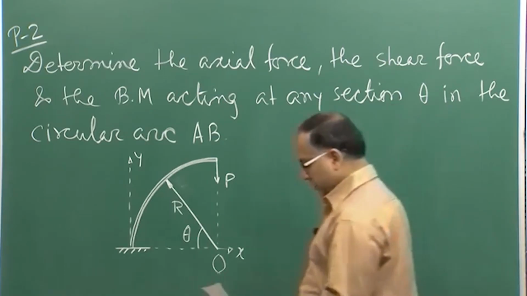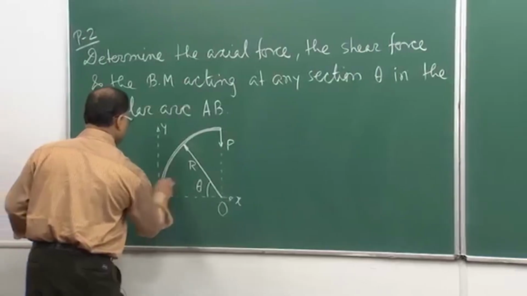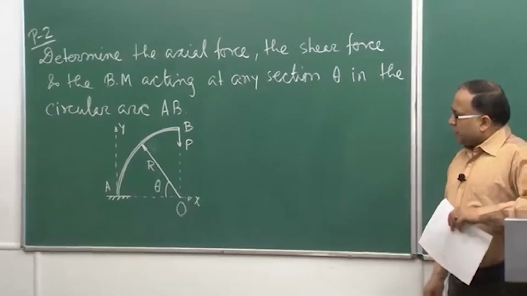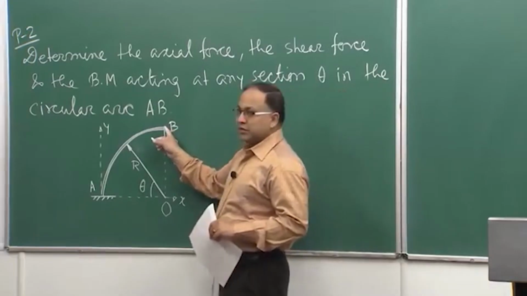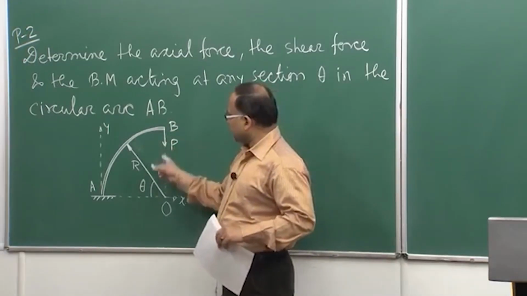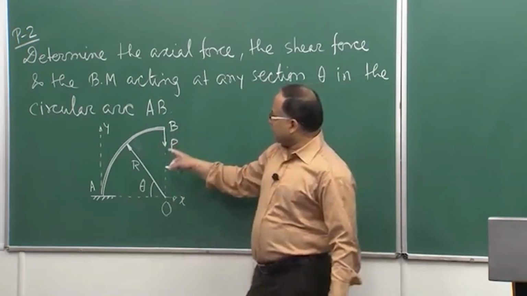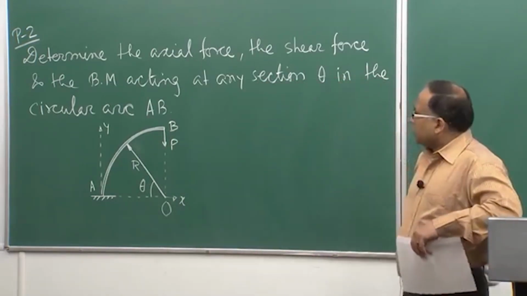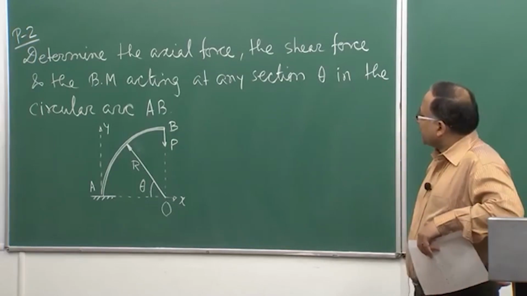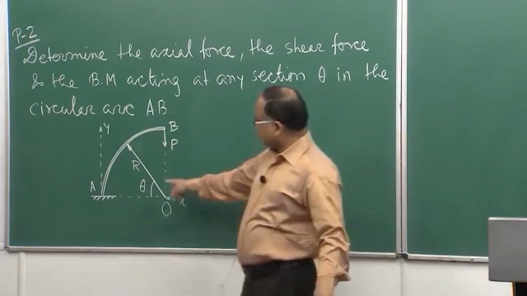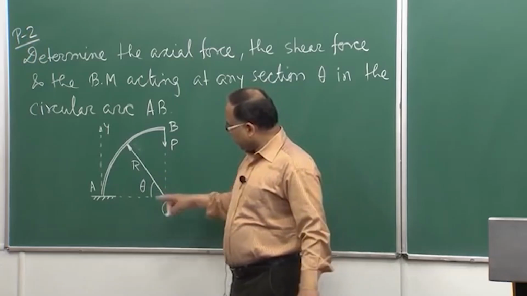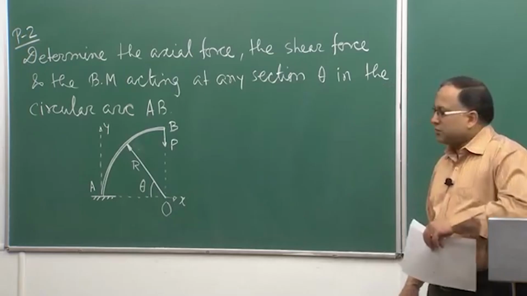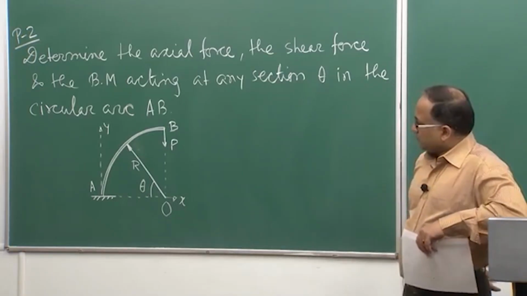So, AB is a circular arc, as shown in this figure. At the end B you are applying one vertical force P. Due to that action of externally applied force P, you have to calculate the bending moment, shear force and axial force at any section theta, as shown here. So, O is this point, which you can consider as the center of the circular arc.